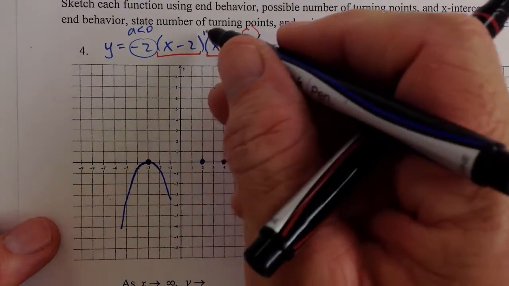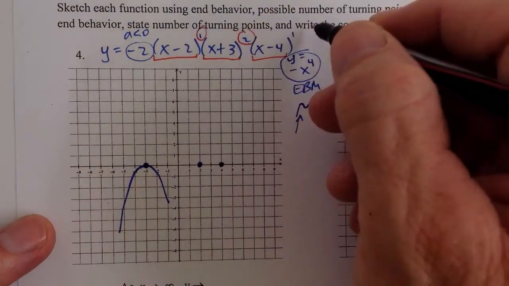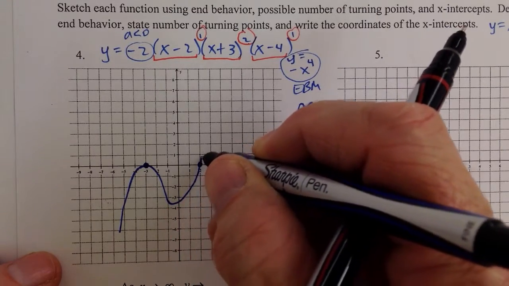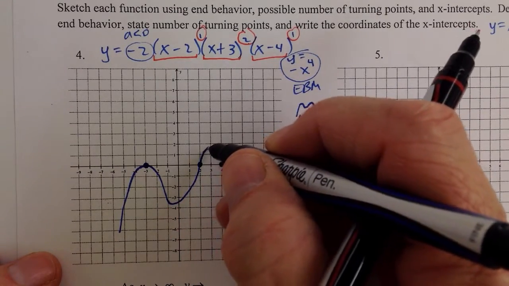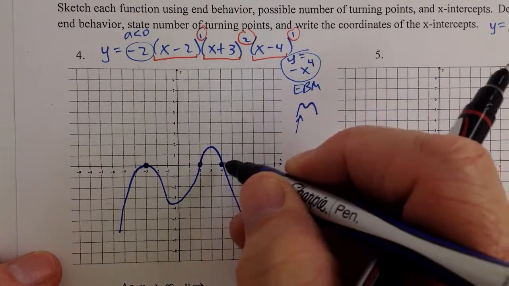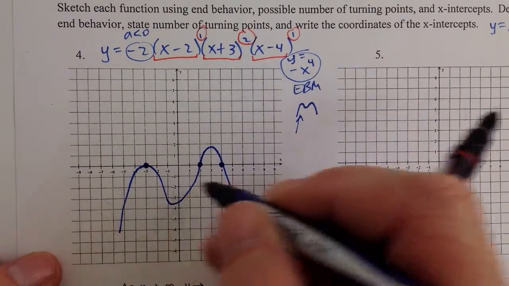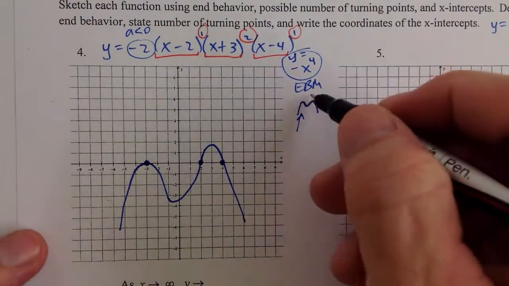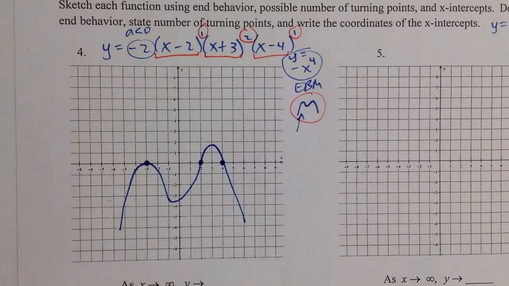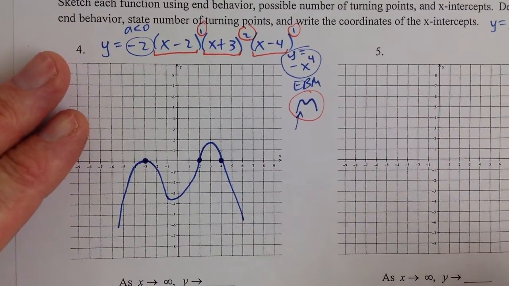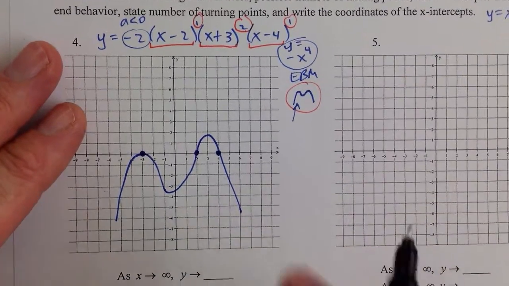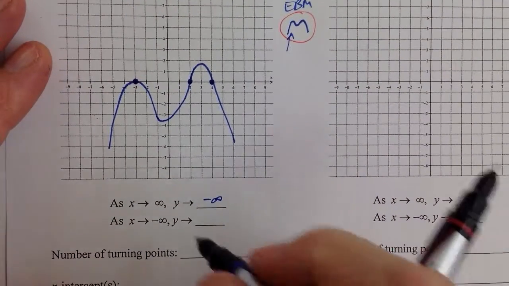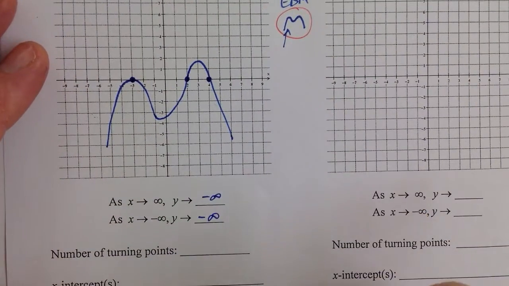Well, each of the other factors has a power of 1. If the powers are 1, that means we're going to go right through the x-axis at those x-intercepts. And then we're going to come right back down, and we can notice here that our overall graph looks a lot like our end behavior model, which we knew it would. The ends of the graph are coming down, so when x gets really big positive, y goes to negative infinity. When x gets big in the negative direction, y also approaches negative infinity.